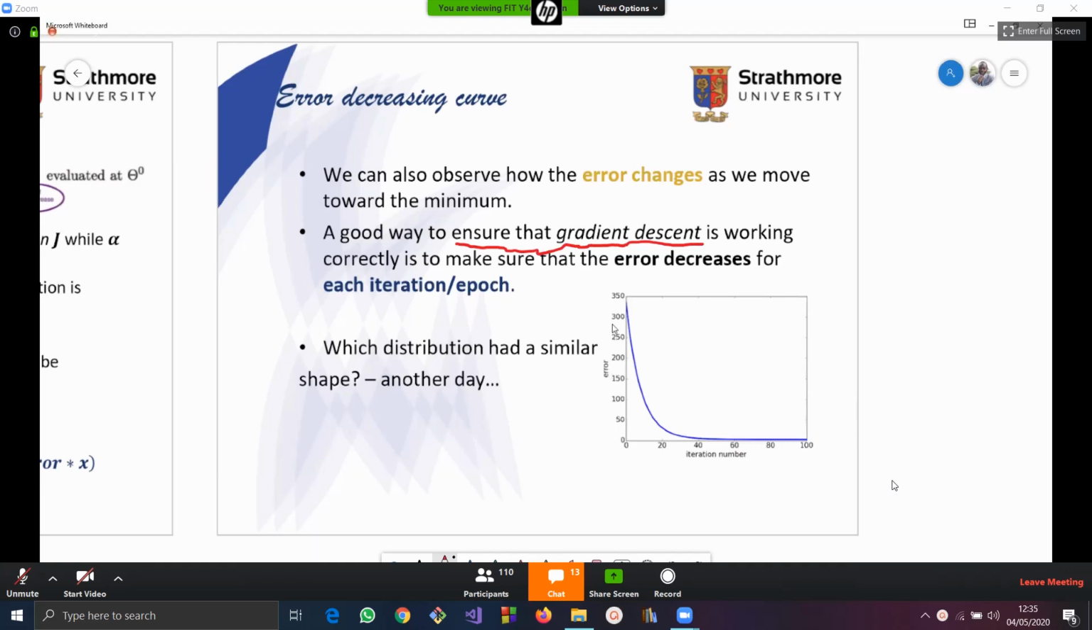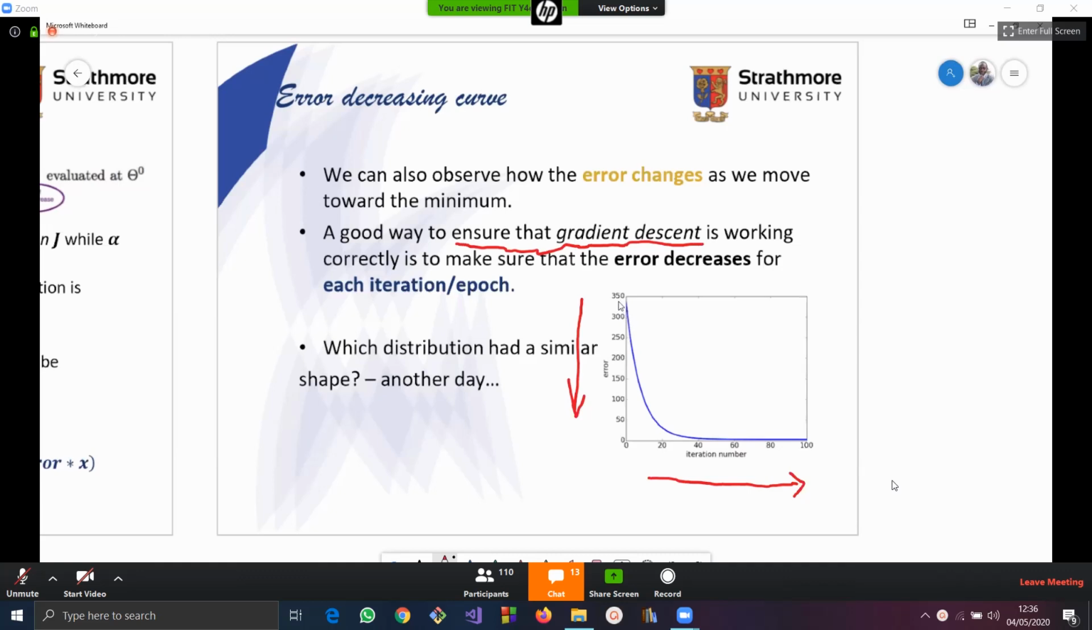So this is not the mean squared error plot. This is just how the error is behaving in every iteration or in every epoch. So as we do more and more iterations, how is the error behaving? Is it falling? Is it rising? So if gradient descent is working well, the error has to be falling.